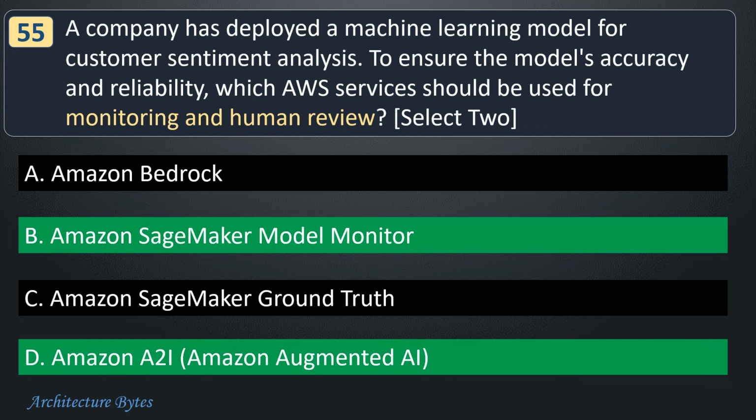So option B, Amazon SageMaker Model Monitor, and option D, Amazon A2I, are the right answers here. SageMaker Model Monitor is a service for monitoring the performance of machine learning models in production. Amazon A2I, or Amazon Augmented AI, is a service for incorporating human review into machine learning workflows. Amazon Bedrock provides access to a variety of foundation models, while Amazon Ground Truth is a service for creating high-quality training datasets for machine learning models.